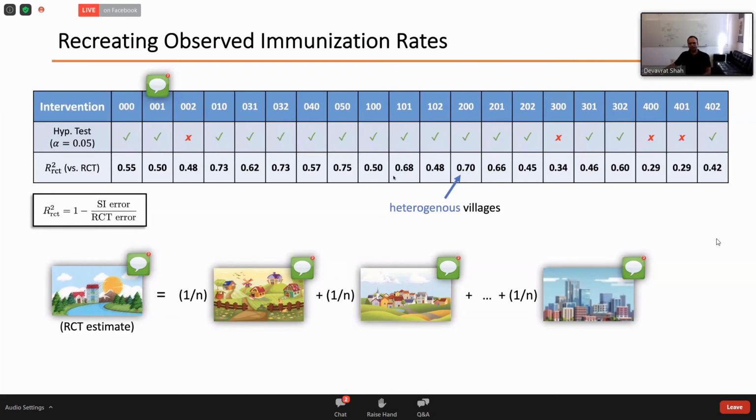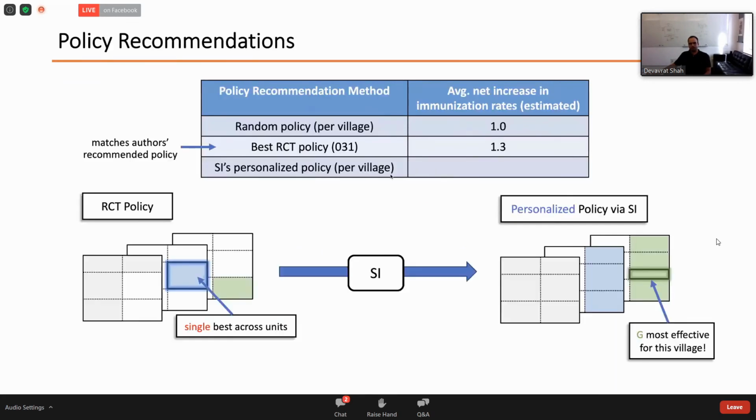For the ones where we can trust the results, our R-square is pretty high, which seems to suggest that there is serious heterogeneity in villages. In particular, RCT is not a good proxy for them. And more generally, if we do synthetic intervention-based personalized policy per village, we get a 2.8 times increase in normalized immunization rate, versus one best RCT policy over everything, which just has 1.3. So this is a factor of 2x better than what you were having compared to, let's say, random policy.